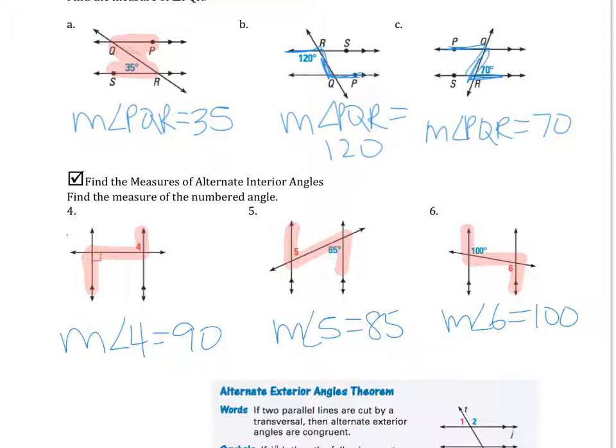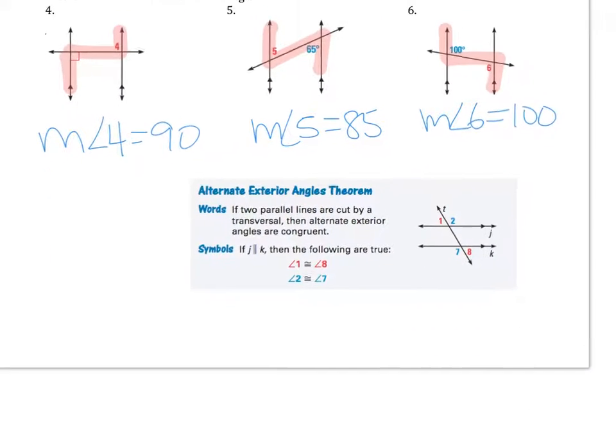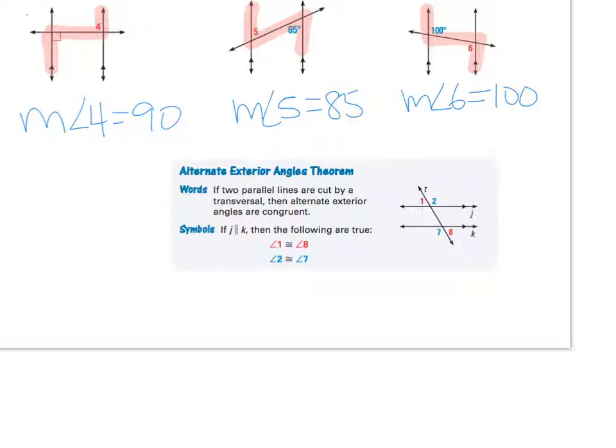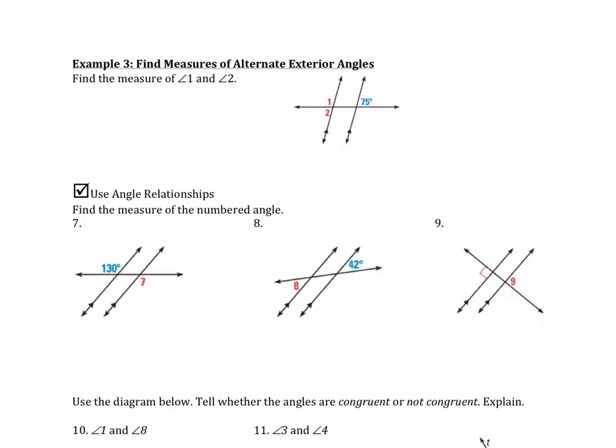The next type of angles are alternate exterior. So again, opposite, but this time they're outside the lines. So think above and below on opposite sides of the transversal. So looking at this example, there's your opposite outsides.